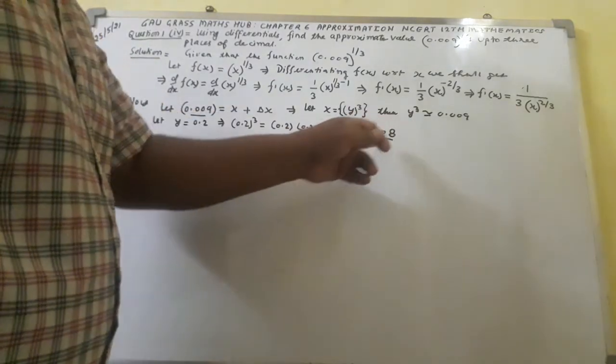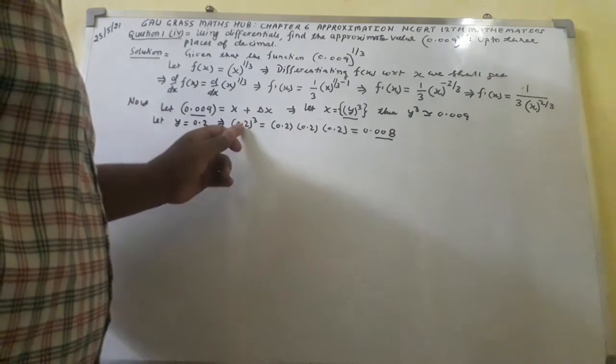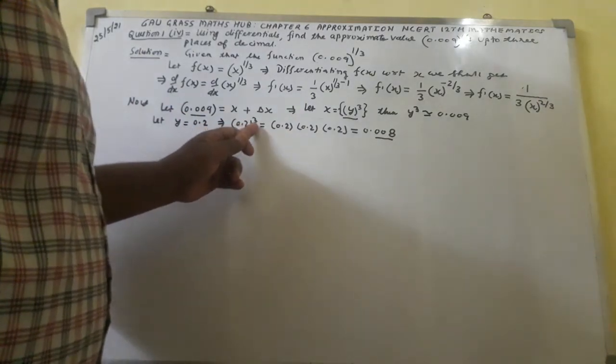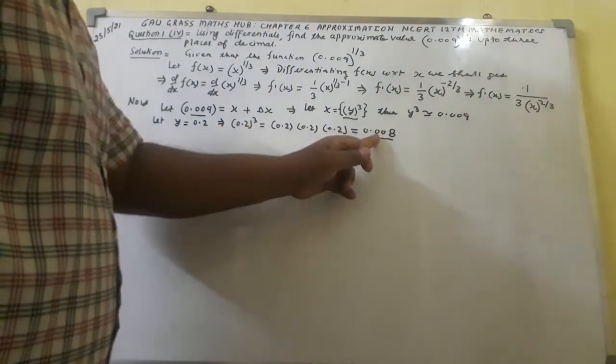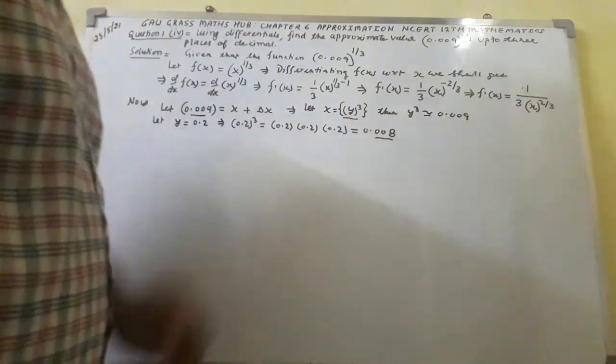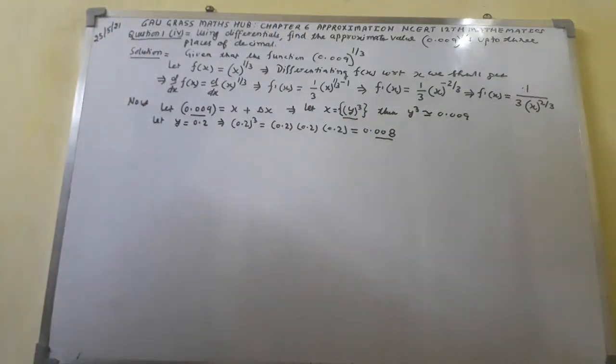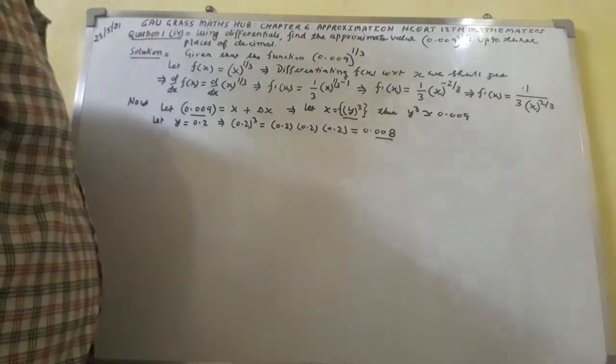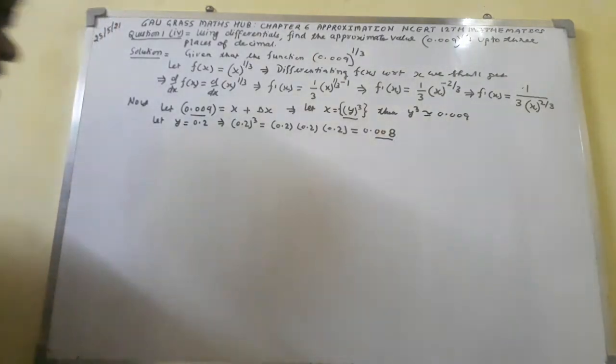Here you can see y raised to the power 3, 0.2 raised to the power 3. You have got this one. You can see this value is approximate. In this way you have to determine. There is no other rule. What will we do here?